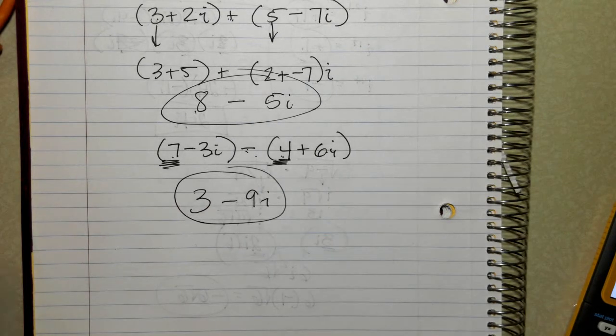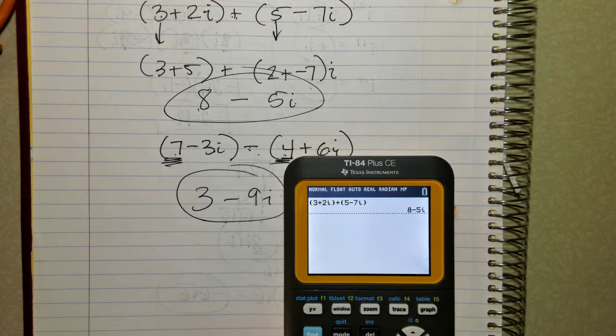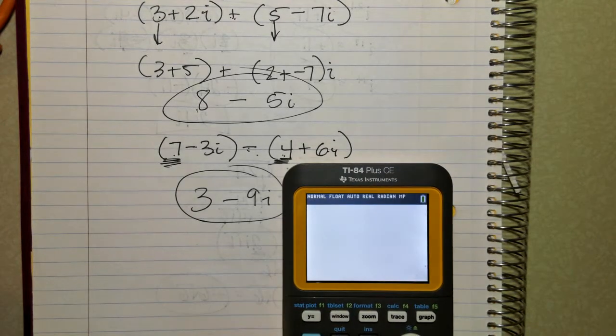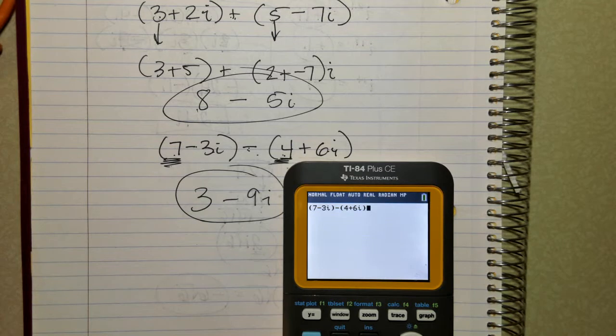We're just doing one of each of these, so let's still confirm you know how to plug it in, in case that's your preferred way. Parentheses 7 subtract 3i. Subtract. Sometimes students get it wrong when they're plugging in, knowing when to use a negative and when to use the subtraction sign. And 4 plus 6i. And we can see we get the exact same answer.